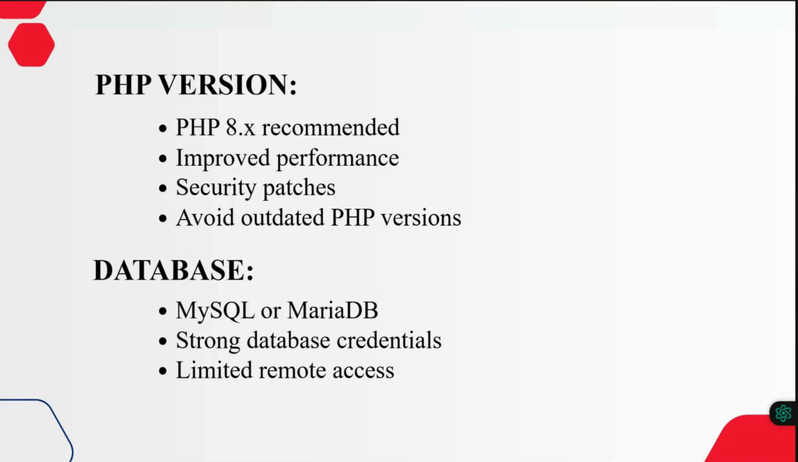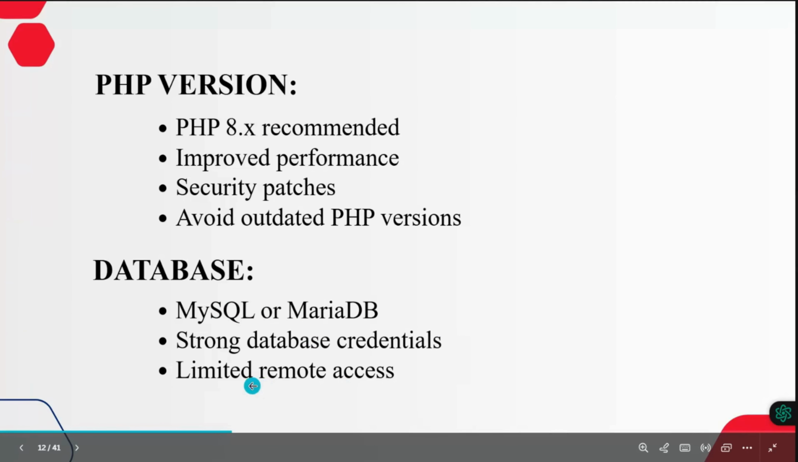Next is the PHP version. Set up a current version of PHP. Versions 8.1 or 8.2 are recommended, with improved performance and security patches. Avoid outdated PHP versions. WordPress is an open source content management system built using PHP and MySQL. It runs on a web server like Apache or Nginx and stores all data inside a database, MySQL or MariaDB, with strong database credentials. Next, and finally, disable unlimited remote access.